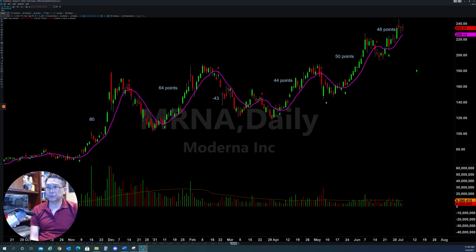You see that? That's how easy it is to look at the price action, and you can see that the moving average will help guide you in the right direction.